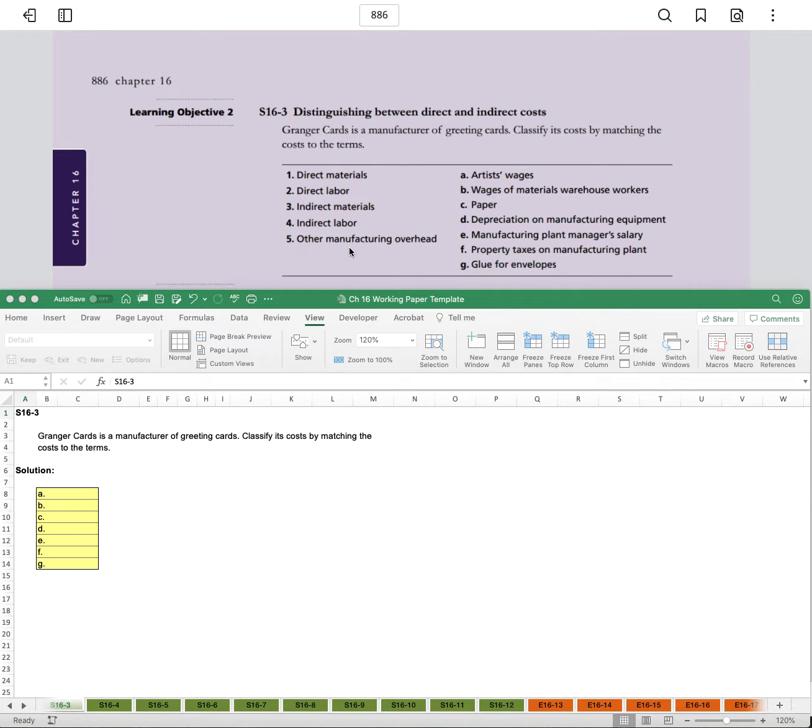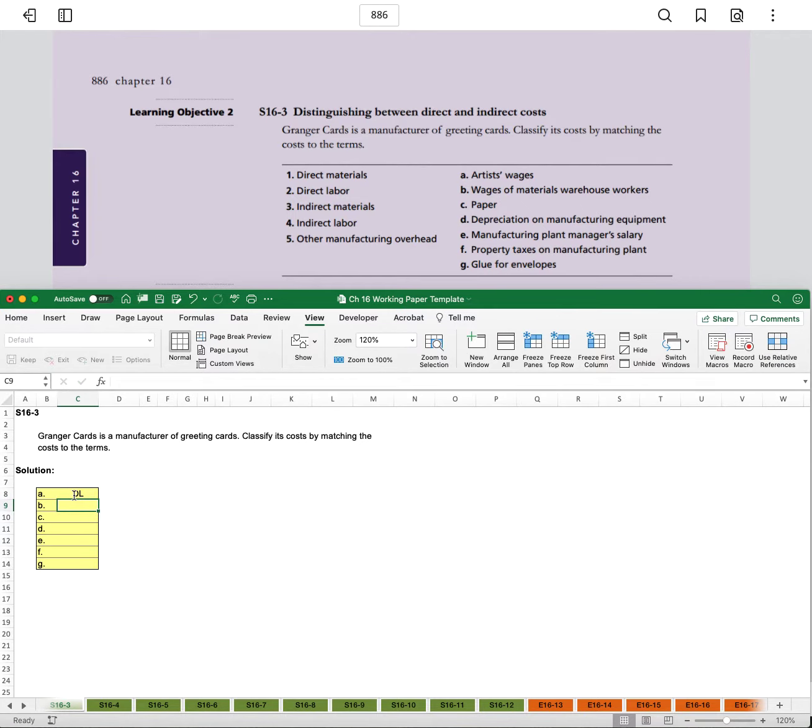And then, of course, the other manufacturing overhead is going to be all the things that don't fall into indirect materials and indirect labor. So we have artist wages. And so that's obviously labor because we're talking about the artist that's doing the work. And it's direct because we can easily tie wages to the product that is being completed. So for A, we'll put direct labor.